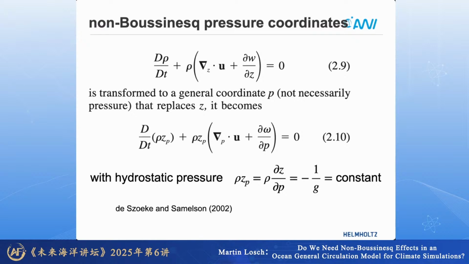So that means that the time derivative in equation 2.10 vanishes, and the form of the continuity equation is identical to the Boussinesq form in z coordinates. And this makes it fairly easy to switch between z and pressure coordinates.